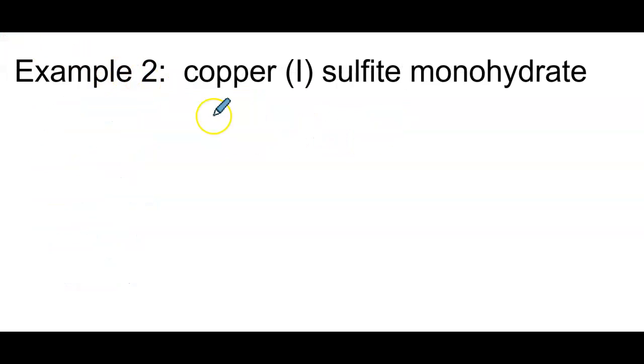Okay, that's example 1. Example 2, so we know this is a +1 because of the Roman numeral. We know this is a -2. So this will be Cu2SO3. You would go through the 5 steps if you don't remember, like I just showed you. And then this would be monohydrate, so H2O. And you don't put the 1 in front.